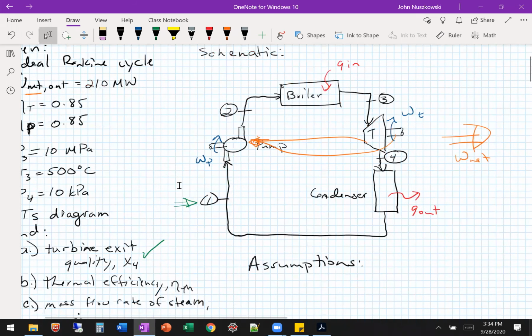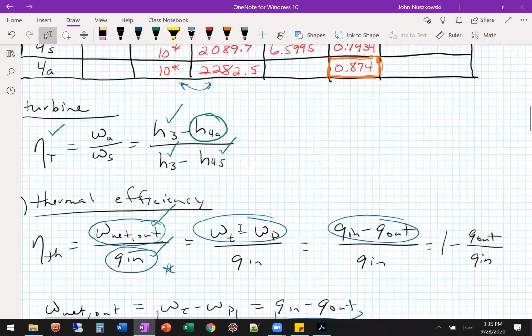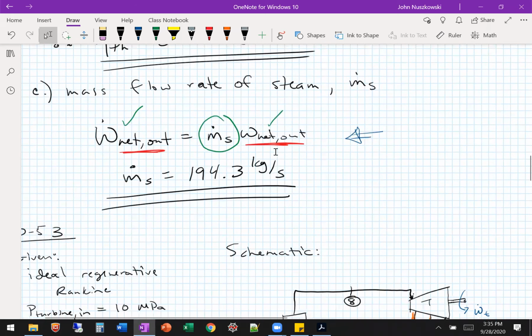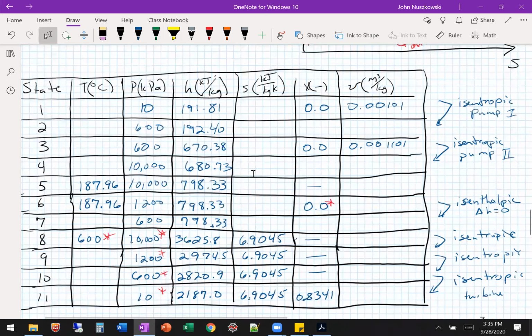It's only one inlet, one outlet. It's the same mass flow rate flowing through all the devices. So when we made it lowercase work net out, it didn't matter as much because all the mass flow rates were the same through all the components. So we didn't have to be careful, right? Here, we've got to be careful with this, okay?